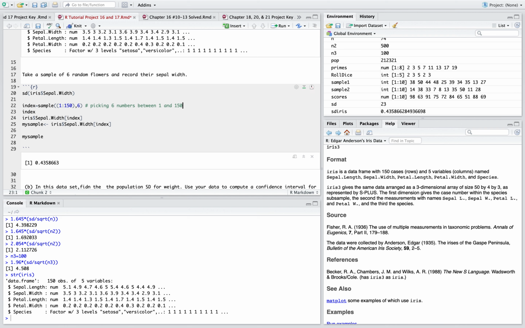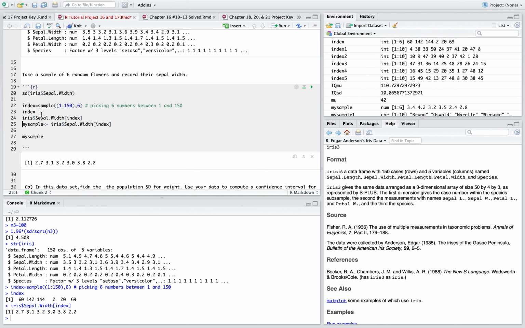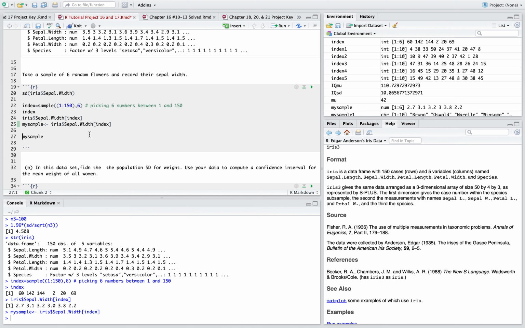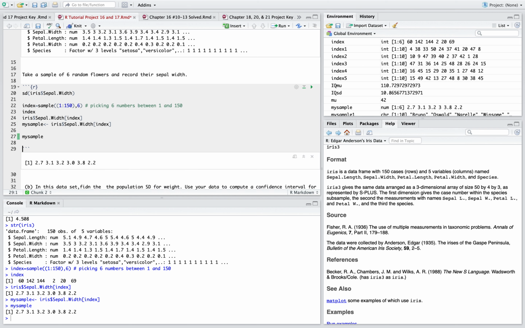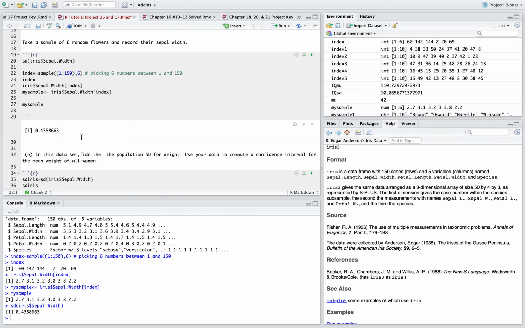So I'm creating an index. That index is these 6 numbers. And then what I can do is take the sepal width of all that sample with my index, and I'm going to call this my sample. I'm going to give it a name, so it's defined my sample. And I know eventually I'm going to want to calculate the standard deviation. So I went ahead and calculated that.